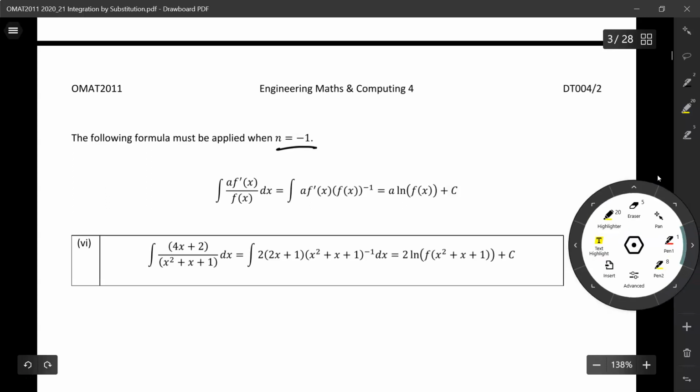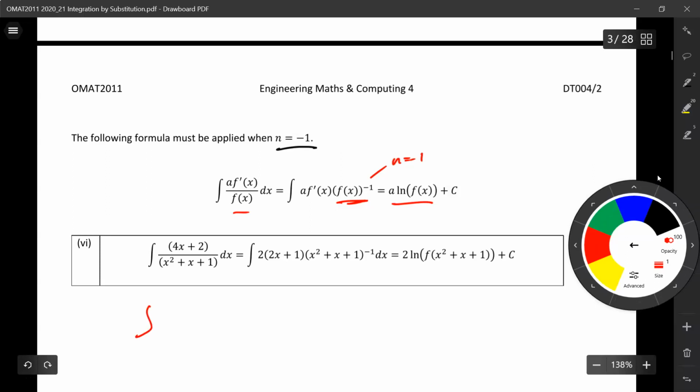And this rule is basically you have a quotient here, you bring that up on top, so n is now minus 1. And the derivative of this is a log f at x, like so. A times the log of f at x. So if we look at this formula here, if I run through this one here, the integral of 4x plus 2, I bring this one up on top, x squared plus x plus 1 to the minus 1 dx. So now I'm going to use this rule because I have a minus 1 up there.